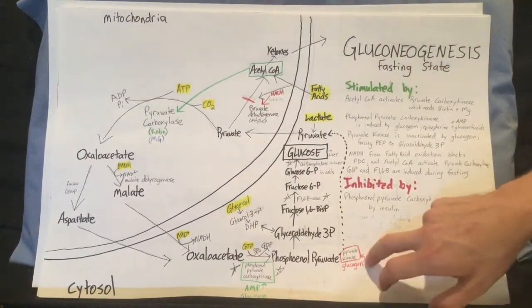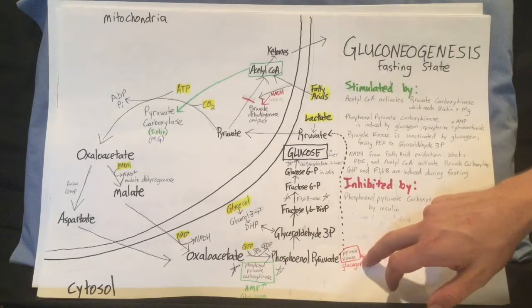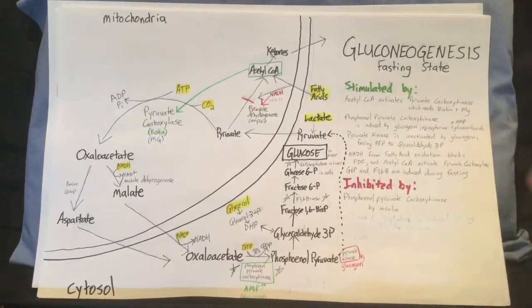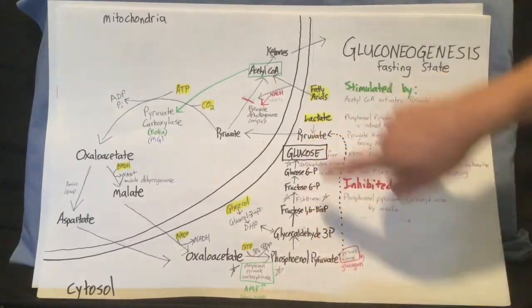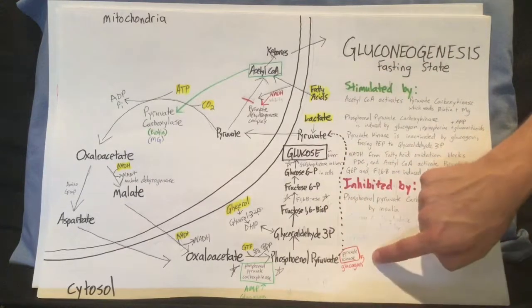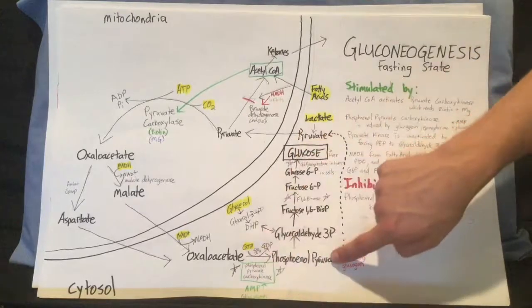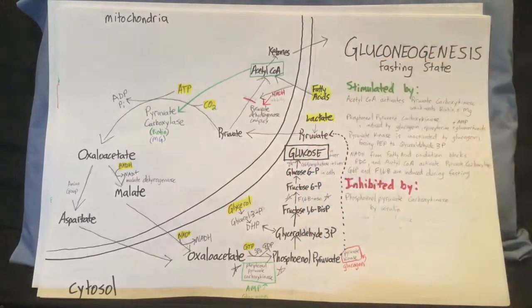Pyruvate kinase, this enzyme right here, is inactivated by glucagon. So that is the one that would send pyruvate into the TCA cycle. And if we don't have any glucose, we don't want the pathway to be going this way into the TCA cycle. So glucagon is going to inactivate pyruvate kinase, which is going to cause a buildup of phosphoenolpyruvate, which is then going to move in this direction.